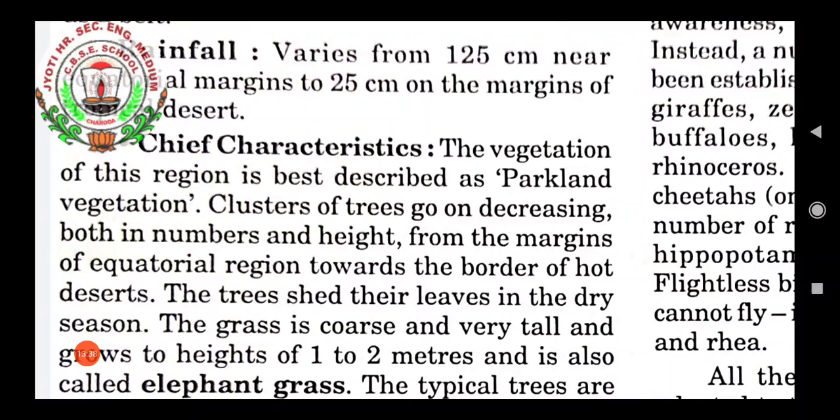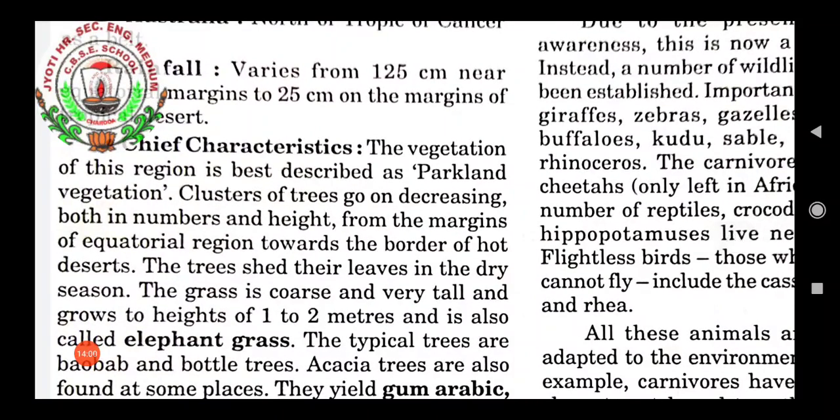Now some chief characteristics of this tropical grassland. First, the vegetation of this region is best described as parkland vegetation. Why? Because in this place there is open grassy land with scattered groups of trees. So it seems like a park. That is why it is also called parkland vegetation. There are clusters of trees, but these clusters decrease in numbers and in height as we move from the equatorial region to the border of hot deserts.